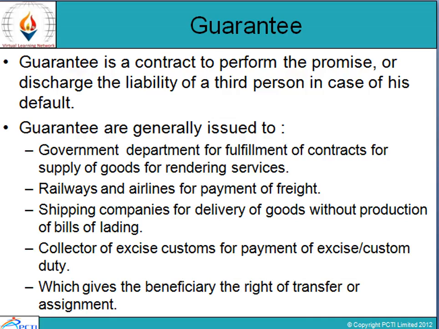Second type is for railways and airlines for payment of freight. Third is for shipping companies for delivery of goods without production of bills of lading. Fourth is for the collector of excise or customs for payment of excise or customs duty. And lastly, guarantees which give the beneficiary the right of transfer or assignment.